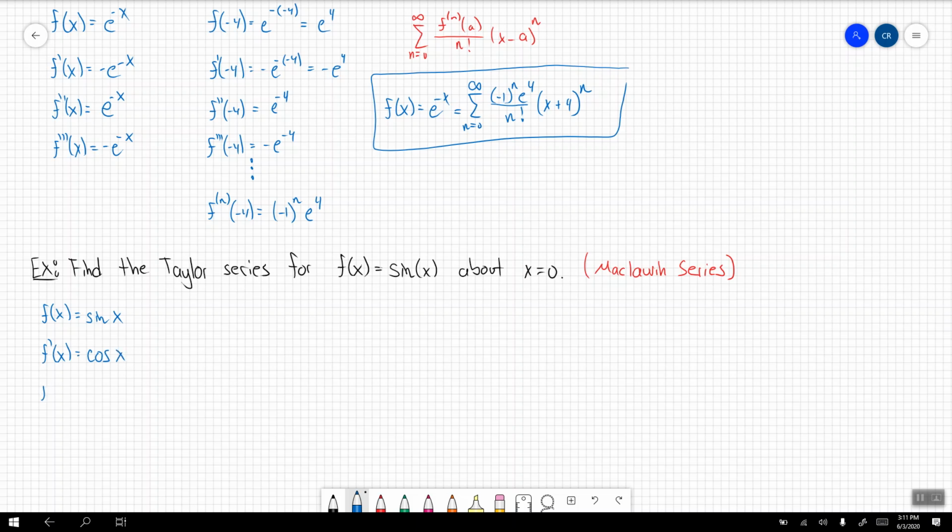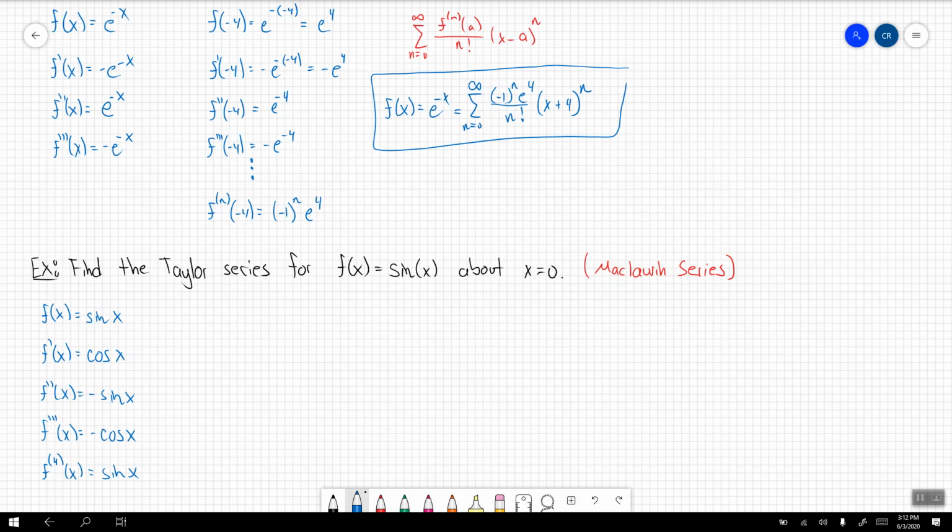Next derivative is negative sine of x. Next derivative is negative cosine of x, and I'm going to keep going to the fourth derivative. So fourth derivative is just going to be sine of x. We wind up right where we started.